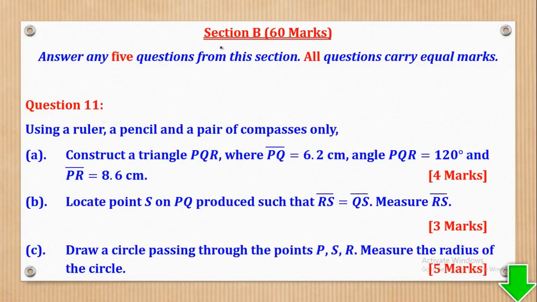So now we shall go to section B. Now what we have been doing has been section A for 4 marks. Now we shall go to section B, where a student is expected to answer only 5 questions out of the 7, and all questions carry equal marks. But because of revision, we shall answer all the 7 questions.